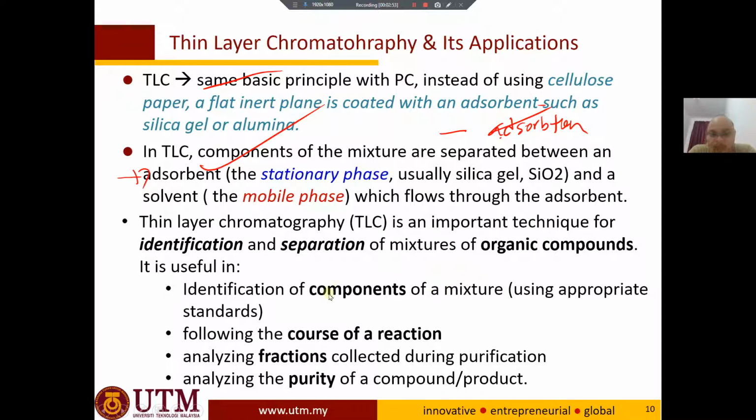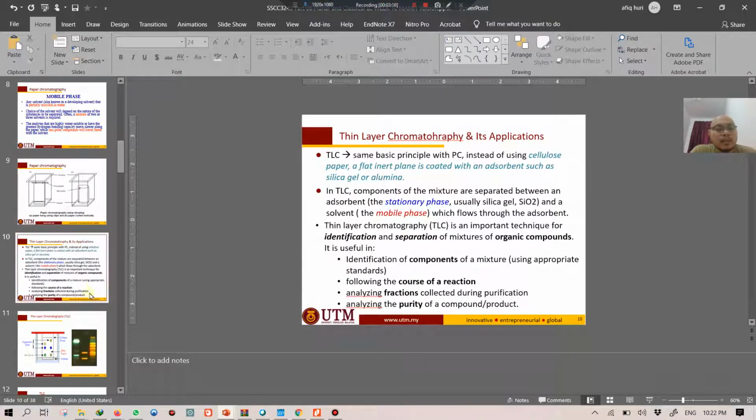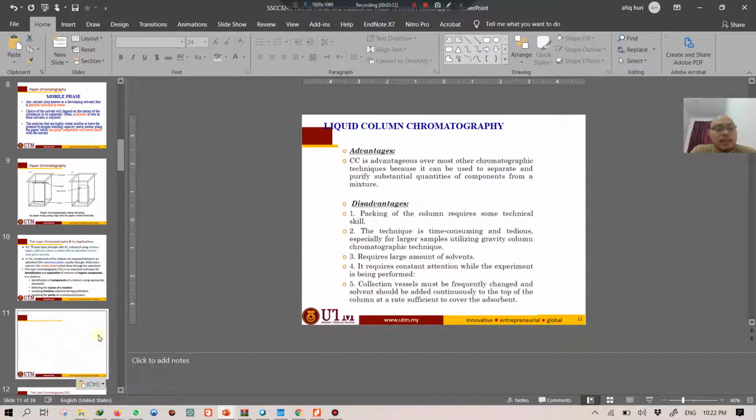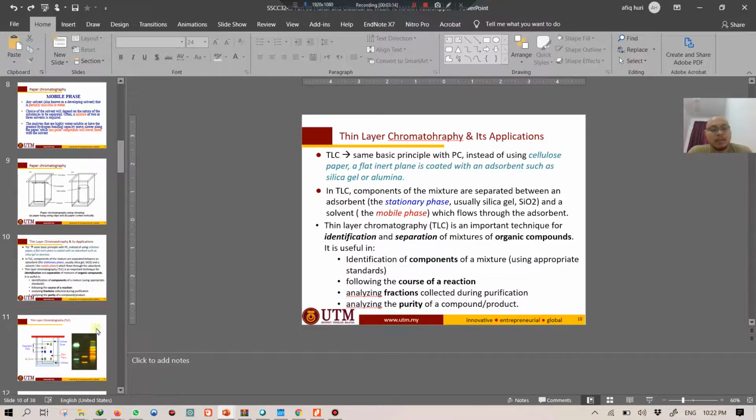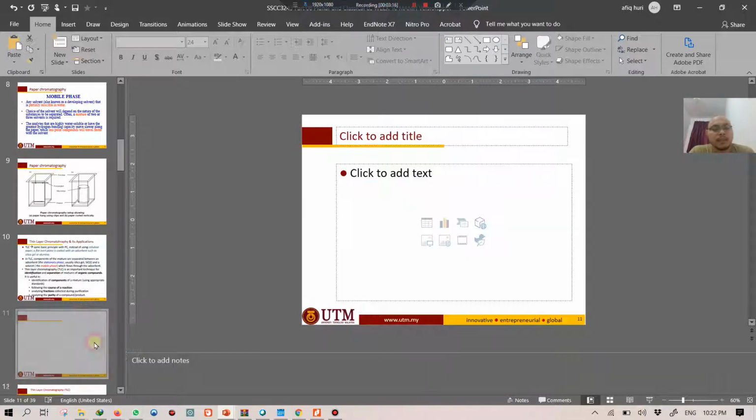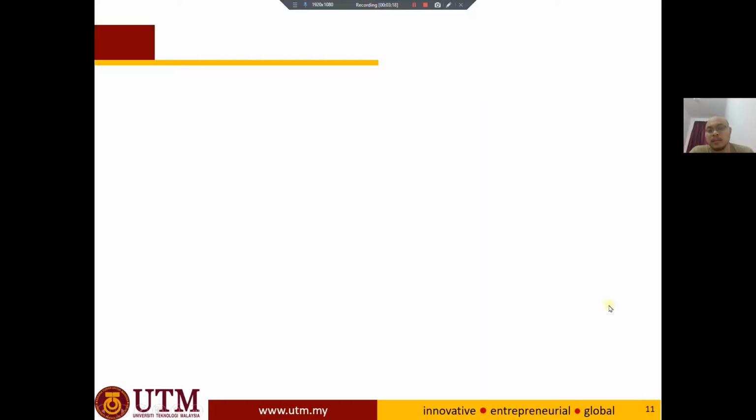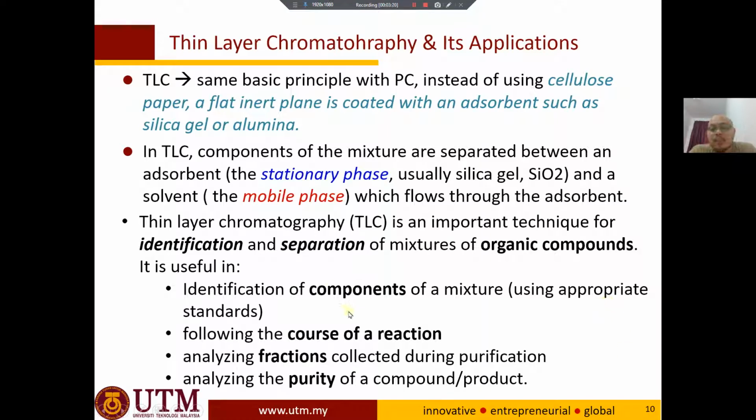First, identification of components of a mixture using appropriate standards. So we want to identify the components against the standard. How can I explain this to you? The best thing I can do is, let's go to the first one, identification of components of a mixture.